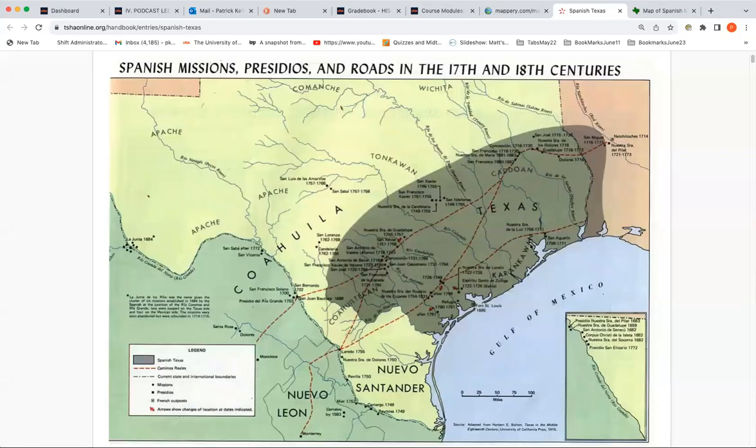Hey, class. So I wanted to just take another close look at this map. I may be repeating things, but that's okay. I'm a big believer in repetition. So this is the map of Spanish missions.